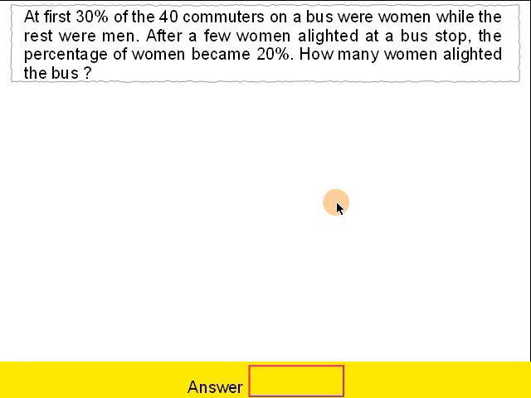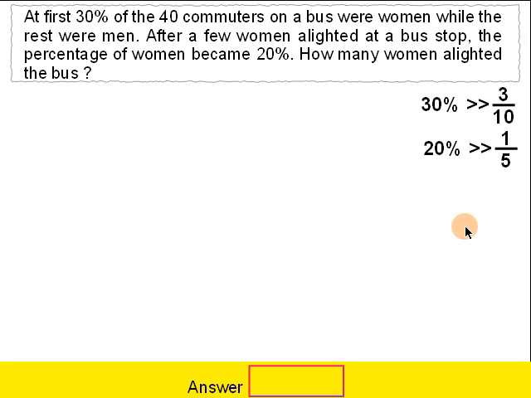Now, at first, 30% of the 40 commuters on a bus were women, while the rest were men. After a few women alighted at the bus stop, the percentage of women became 20%. How many women alighted the bus?